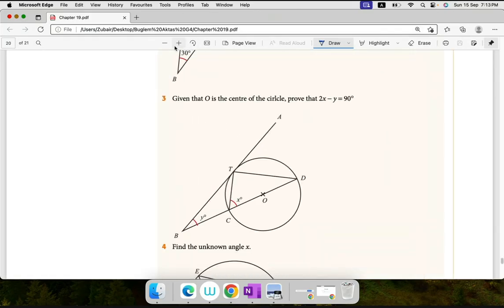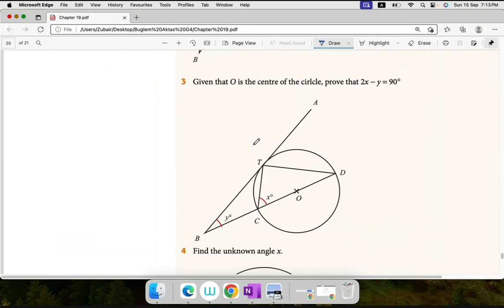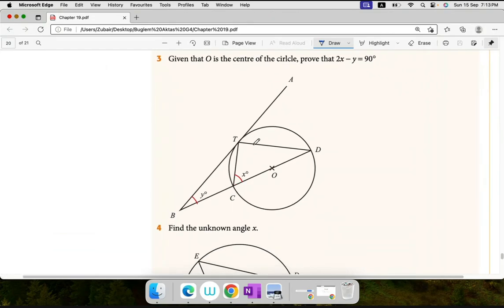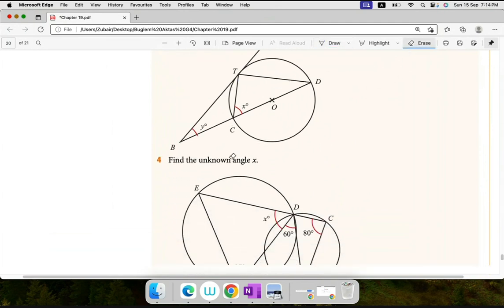Okay. Given that O is the center of the circle, prove that 2x minus y is equal to 90. So first of all, this is 90 already. Yes. 2x minus y equals 90. Oh, I'm sorry. I mixed up the questions again. It was actually question 4. Sorry. No issues.